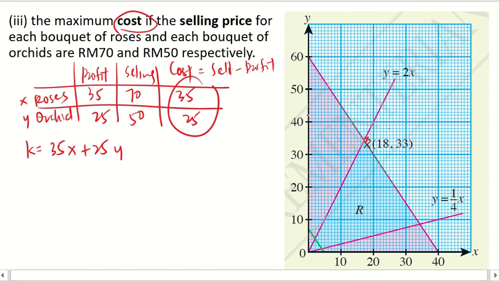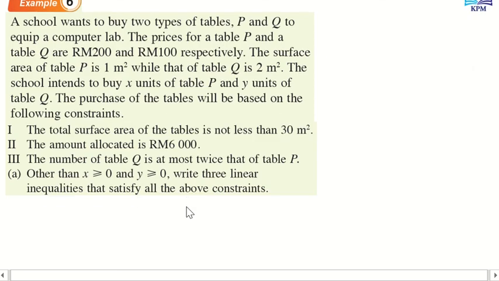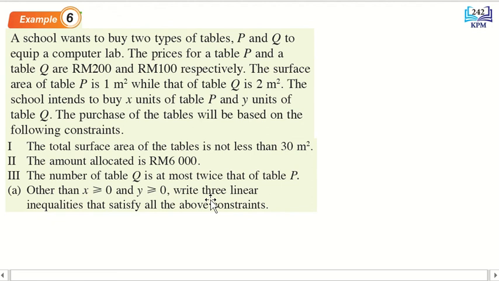Okay, so can we extend 10 more minutes? We go to the last example today before we end the lesson. Okay, we go another one.